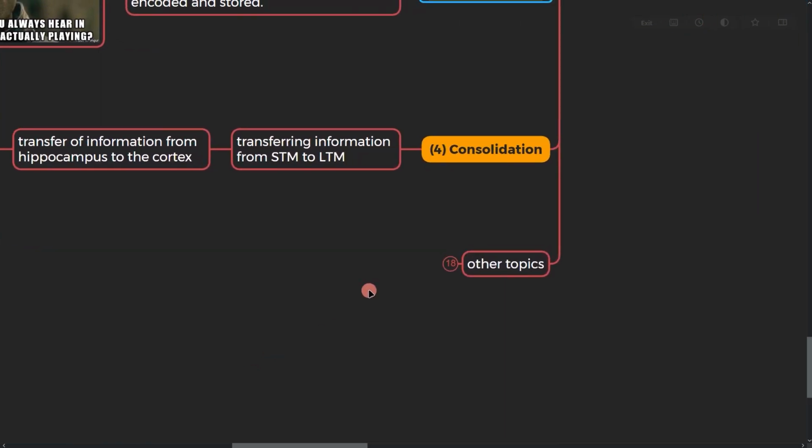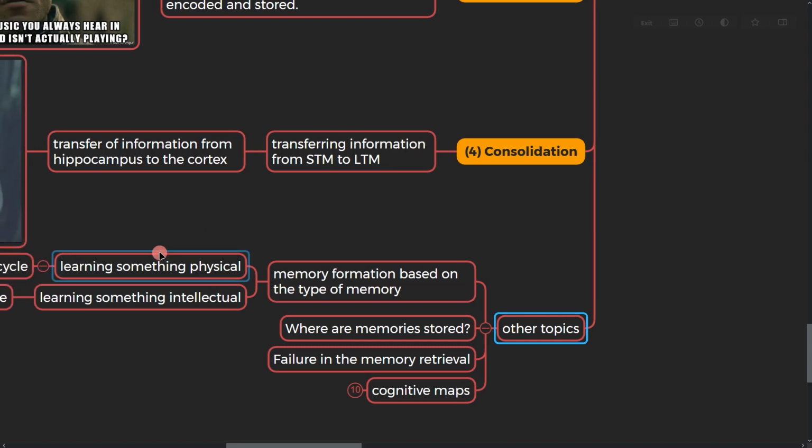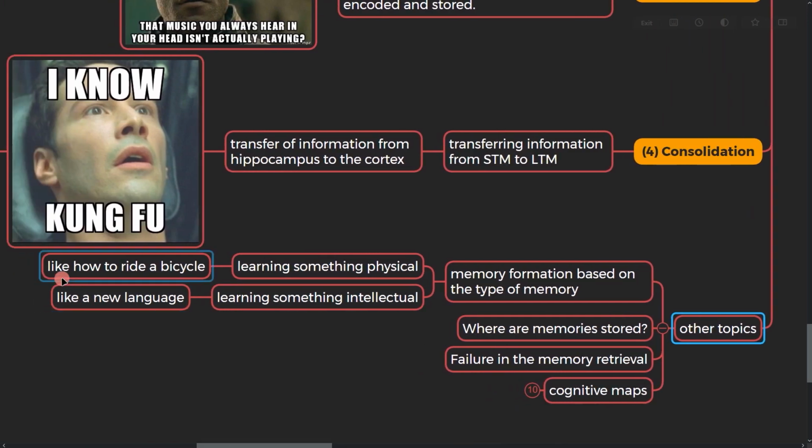Okay, so there are also some other topics. Let's take a look at them. Memory formation based on the type of memory. In the last video we took a look at different types of long-term memory. For example, if you are learning something physical, like how to ride a bicycle, different parts of your brain are involved. And if you're learning something intellectual, like a new language, or even what you had for lunch the other day, different parts of your brain are involved.